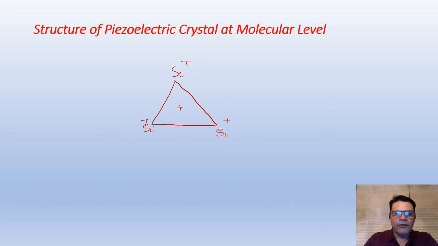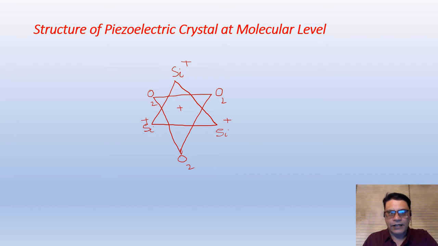And now draw an inverted triangle, like this, and put oxygen on its corner. Now your hexagonal silicon dioxide crystal is ready. Why is it hexagonal? Because it has six corners: 1, 2, 3, 4, 5.